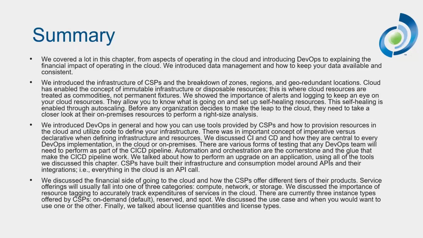We showed the importance of alerts and logging to keep an eye on your cloud resources. They allow you to know what's going on and set up self-healing resources. The self-healing resource is enabled through auto scaling. And before any organization decides to make a leap into the cloud, they need to take a closer look at their on-premise resources to perform right size analysis. Again, the reason they say that, you don't want to go out and build the same thing you have in your data center, or you're going to spend twice as much.